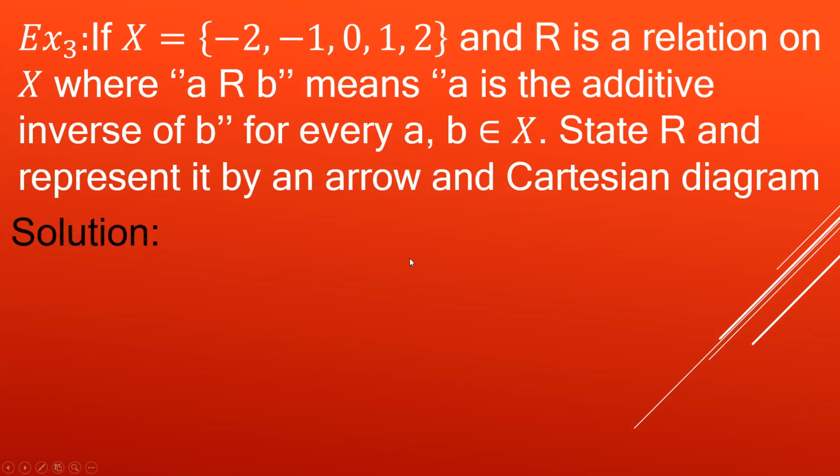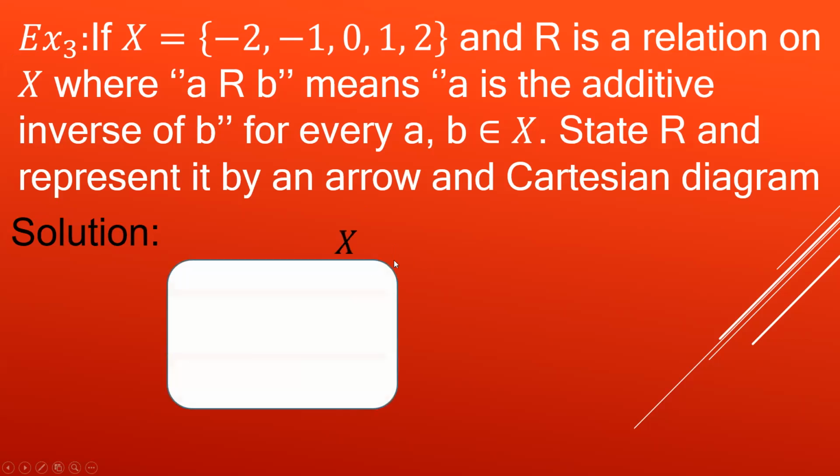At first, we need to draw the arrow diagram. We need to draw a rectangle or square containing the elements of the set X: -2, -1, 0, 1, and 2. These are the elements of the set X. According to the condition, A is the additive inverse of B. The first projection must be the additive inverse of the second projection.